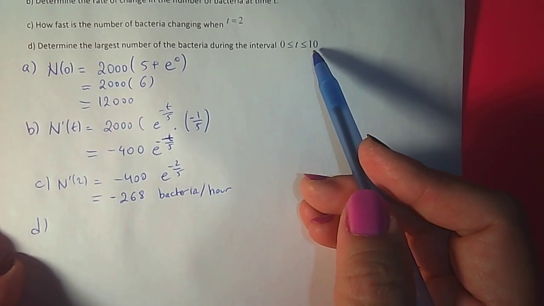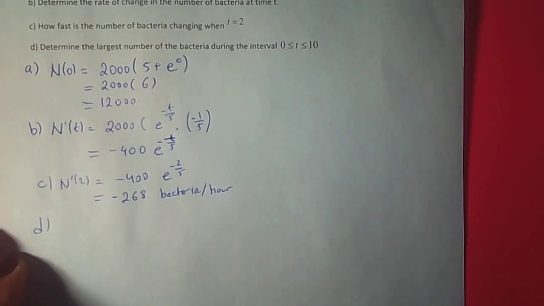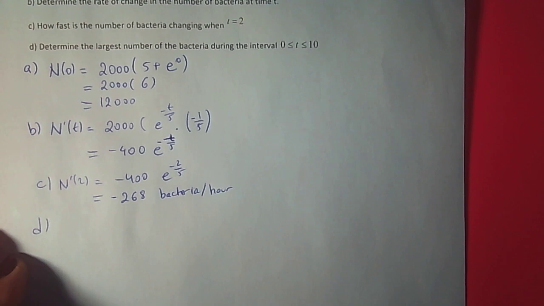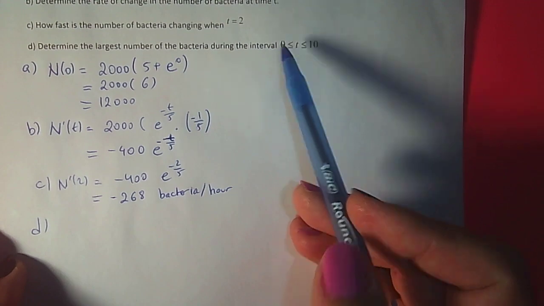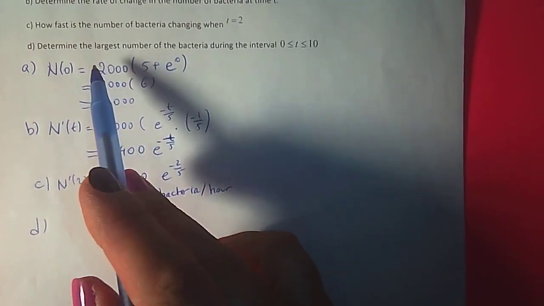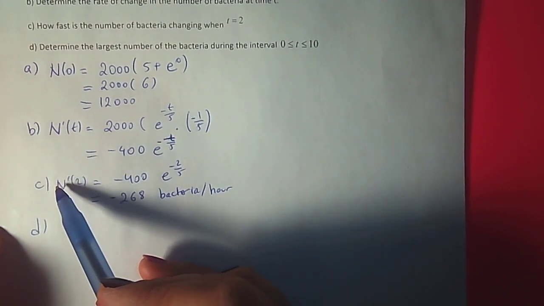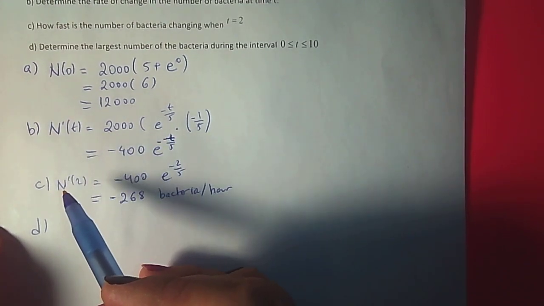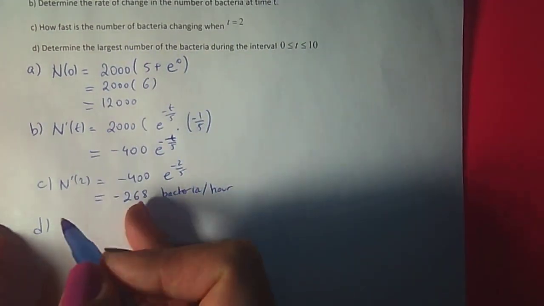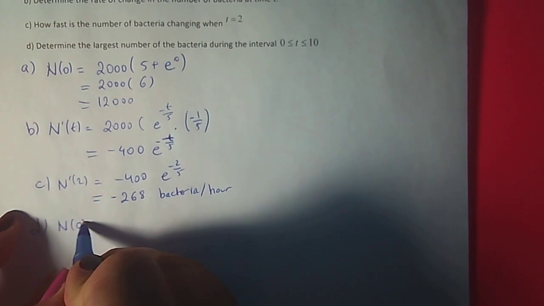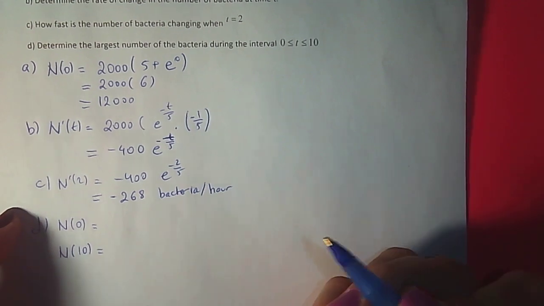So D. Determine the largest number of bacteria during the interval t greater than or equal to 0 and less than or equal to 10. So let's remember how we get absolute max and min. We substitute the end values of the interval in the function, and then we also get the zeros of the first derivative and sub those values in the function and check which one is maximum or which one is minimum. In this case, we are looking for the maximum value. So we are going to substitute 0 in the n function. The other endpoint is 10.